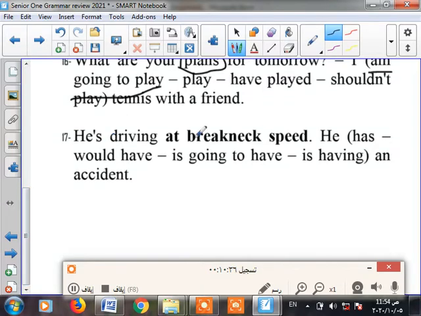Okay, the following one, he is driving at breakneck speed, which means he is driving very fast. He has an accident. Of course, here we have evidence for something which may happen in the future. So, he is driving at breakneck speed. He is going to have. Excellent. When you expect something and you have evidence, you have proof, you have to use going to. So, he is driving at breakneck speed, very fast. He is going to have an accident.